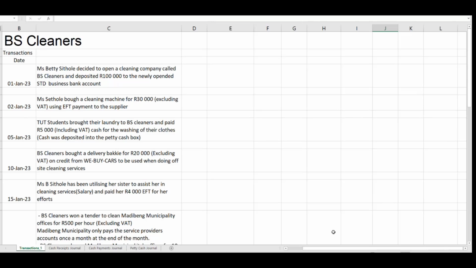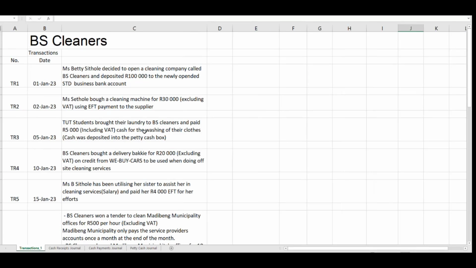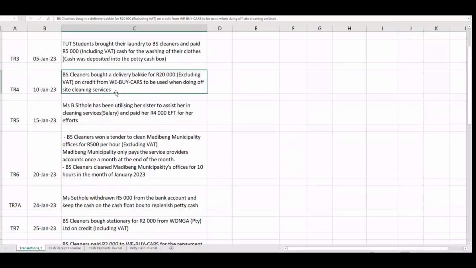So that was transaction number 3, and now transaction number 4. It says BS Cleaners. Tabo, please unmute your mic so that you can take us through this one. It says BS Cleaners bought a delivery bakkie for 20,000 rands excluding VAT. Tabo, are we buying or selling here? Sir, we are buying there.